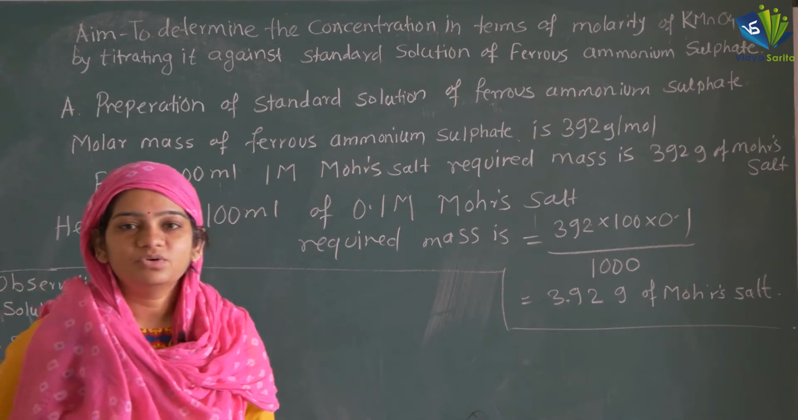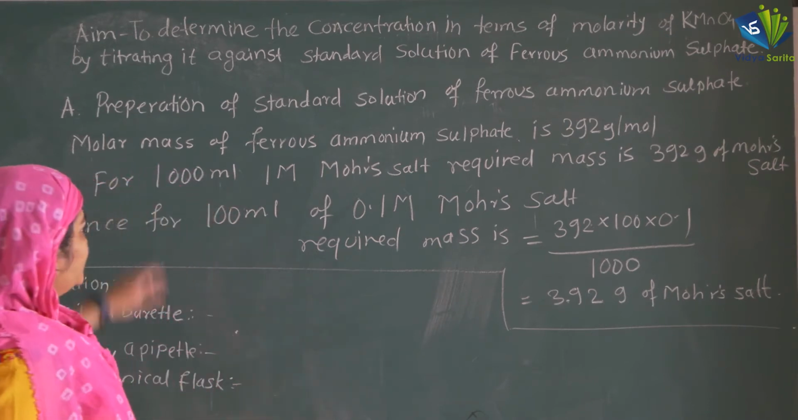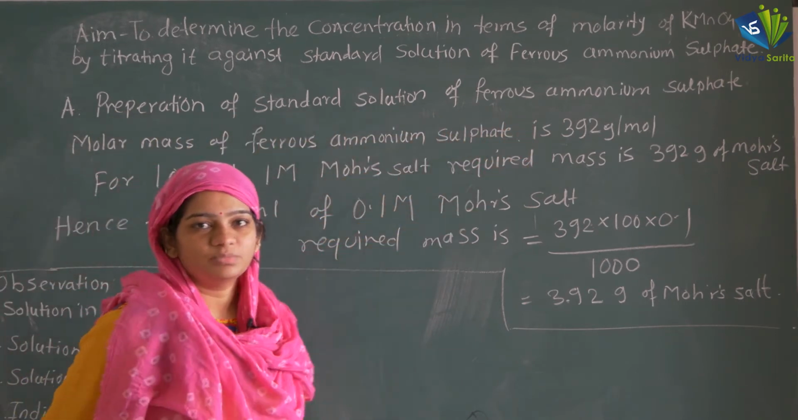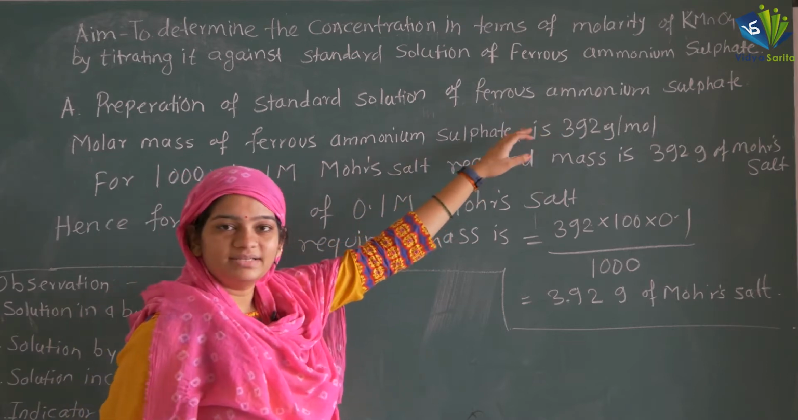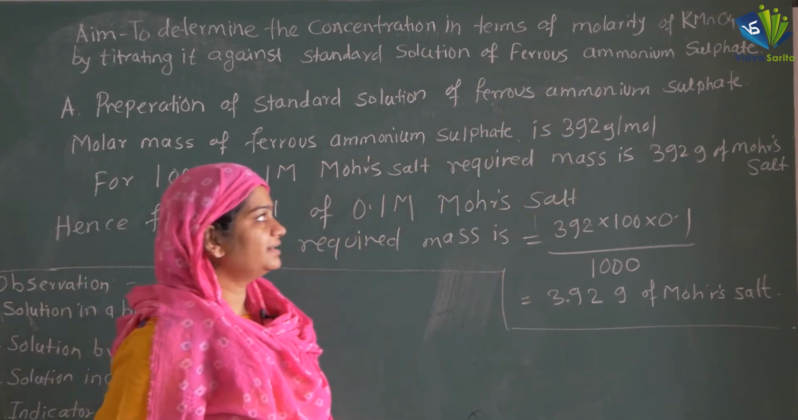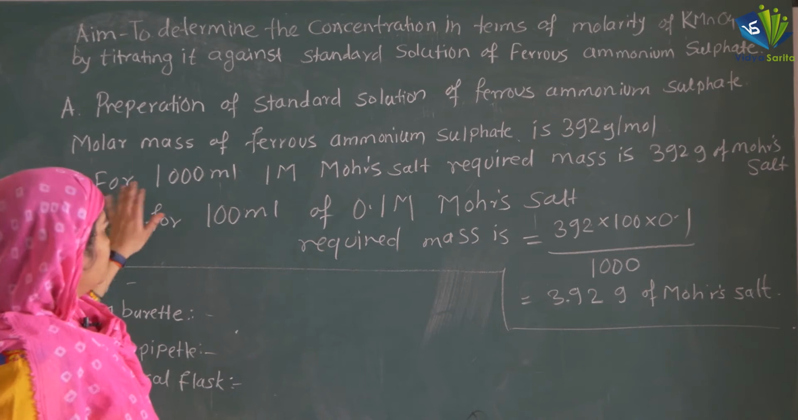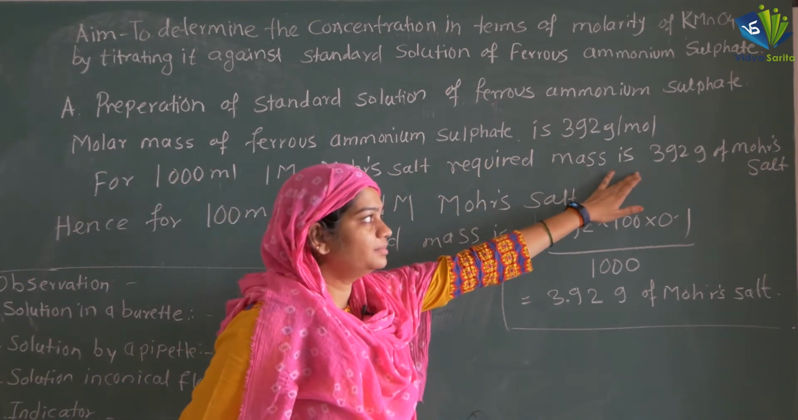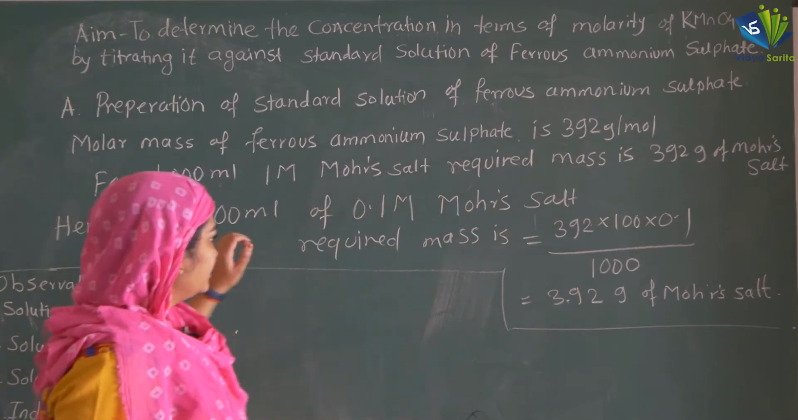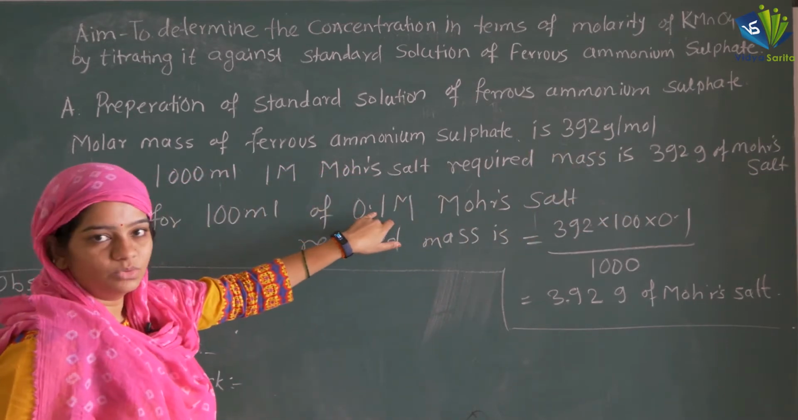This experiment involves two steps. First step is preparation of standard solution of ferrous ammonium sulphate. The molar mass of ferrous ammonium sulphate, called the Mohr salt, is 392 gram per mole. For 100 ml, 1 molar Mohr salt requires 392 gram of Mohr salt. Here we are preparing 0.1 molar Mohr salt.